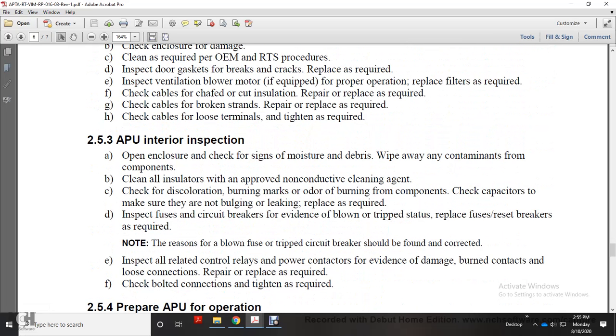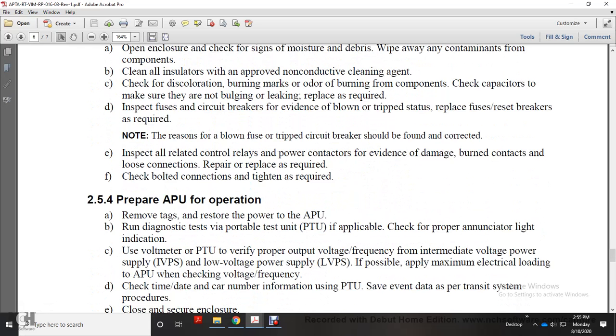2.5.3. Auxiliary power unit interior inspection. Open enclosure, check for moisture and debris, wipe out any contaminants from the components using an approved non-conductive cleaning agent. Check for discoloration, burning marks, and odor of burning from the components. Check the capacitors, make sure that they are not bulging or leaking, replace as required. Inspect fuses and circuit breakers for evidence of blown or tripped status, replace fuses or reset breakers as required. Note: the reason for the blown fuse or tripped circuit breaker should be found and corrected. Inspect all related control relays and power contacts for evidence of damage, burns, or loose connections, replace as required. Check bolted connections, tighten as required.